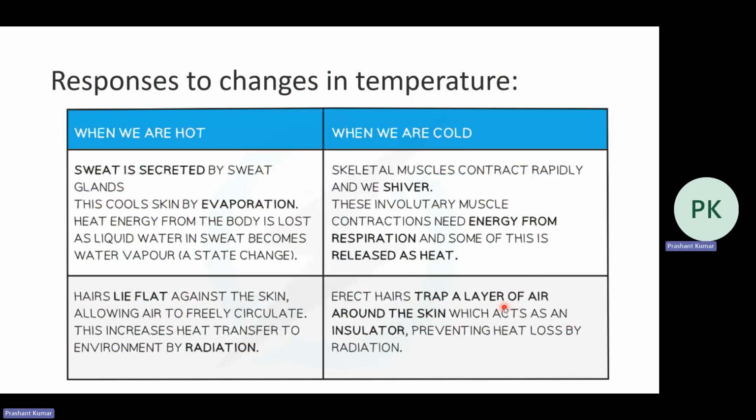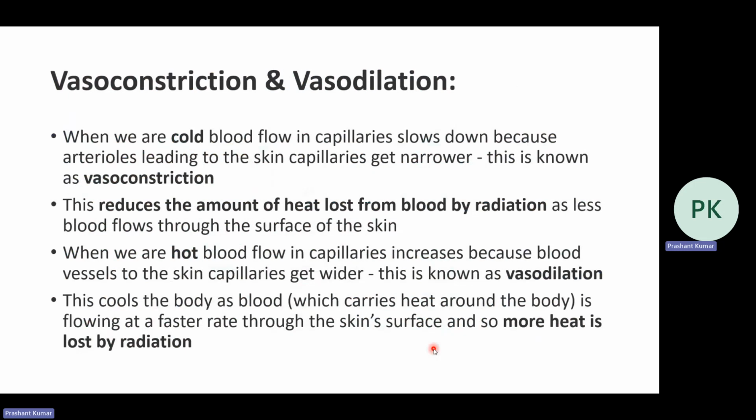What about the hair? Hair lies flat against the skin, allowing air to freely circulate. This increases heat transfer to the environment by radiation. Erect hairs trap a layer of air around the skin, which acts as an insulator, and it's going to prevent the loss of heat.